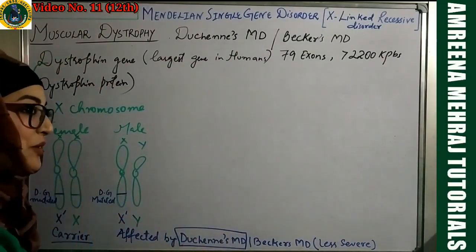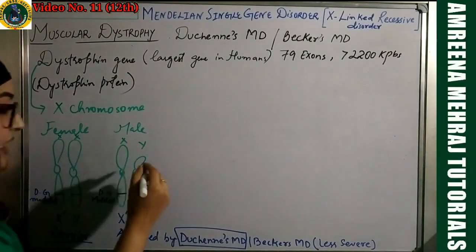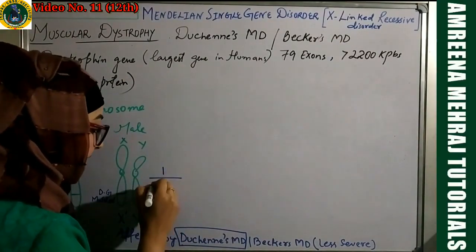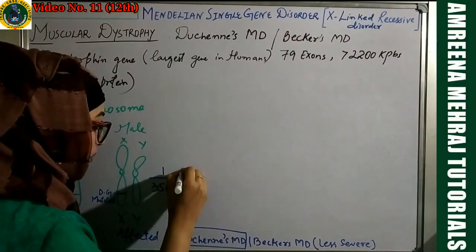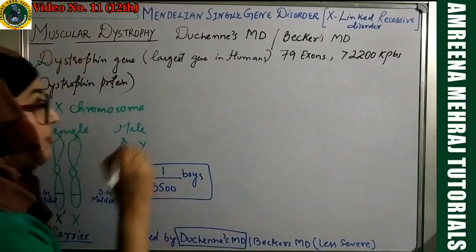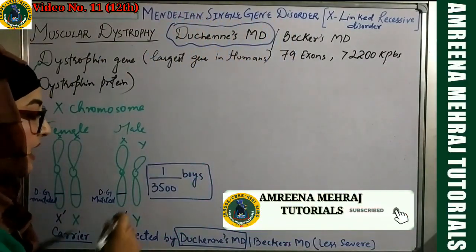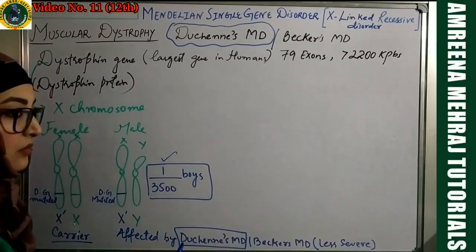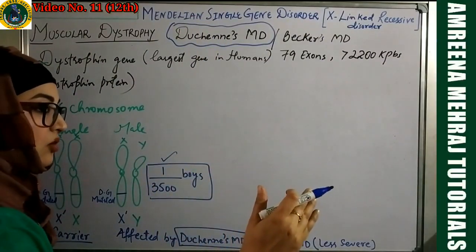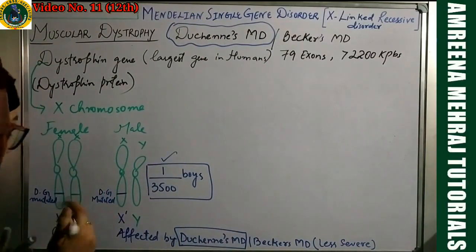But if we talk about myotonic dystrophy, then the X chromosome is not involved. That's why I told you earlier, if you remember, that 1 in every 3,500 boys globally is affected by Duchenne's muscular dystrophy. So this is the prime disorder which we are focusing on. If we have 3,500 boys globally, one among them will be affected by Duchenne's muscular dystrophy, meaning his genotype will be X-Y.